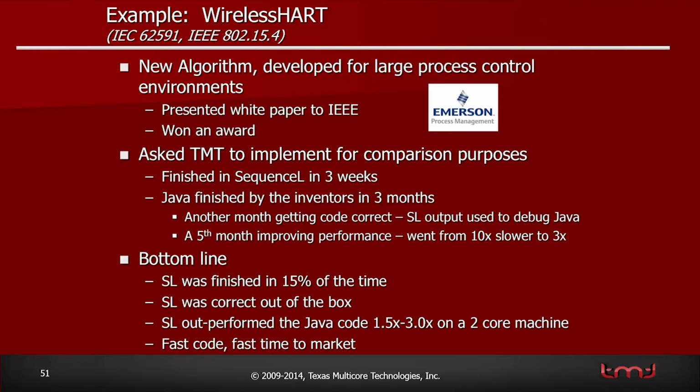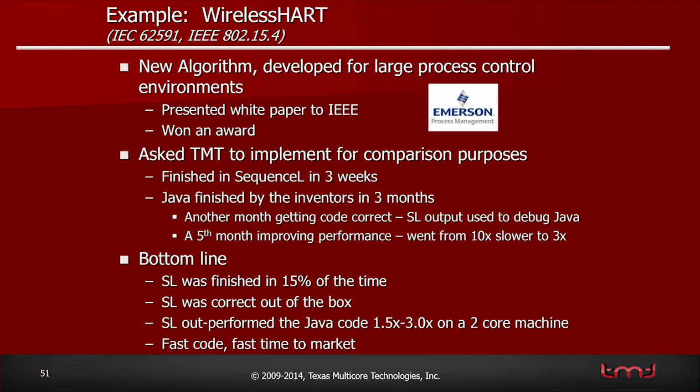The SequenceL code was finished in 3 weeks, including the time it took to become familiar with the algorithm. It took the inventors 3 months to finish it in Java, and it wasn't even correct. Once they finished, we compared the results of the code to find that they were different. It turned out that the Java code was incorrect, and the SequenceL code was then used to debug the Java.